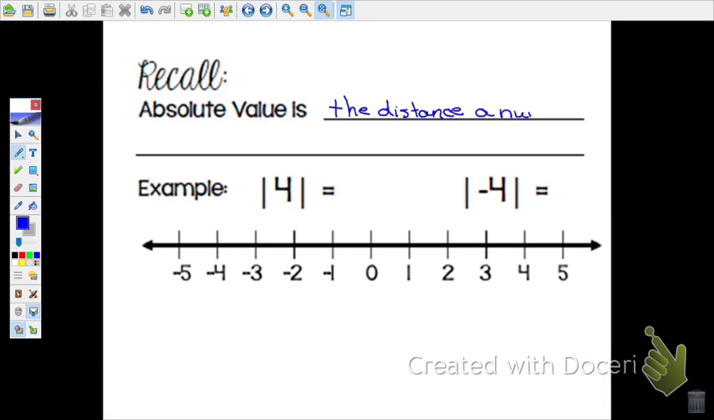a number is away from zero on a number line. Absolute value is the distance a number is away from zero on a number line.